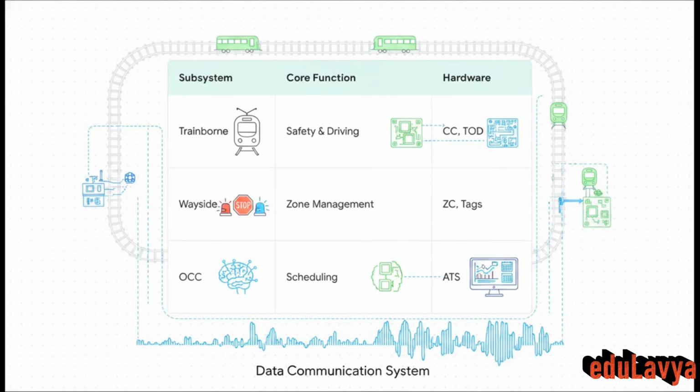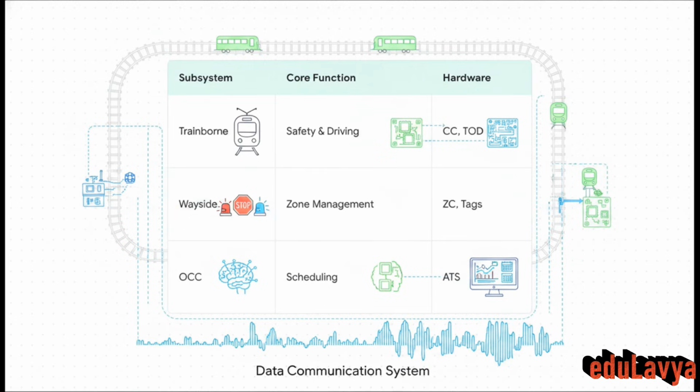Okay, let's tie this all together. Think about how these pillars align with each other. The Trainborne subsystem, that's basically the reflexes and the eyes of the operation, using the Carborne controller and antennas to handle driving and immediate safety. Then you've got the Wayside subsystem, acting like our local traffic cop, using zone controllers to manage specific chunks of track. And hovering above it all is the OCC, the global brain, using ATS workstations to handle the high-level scheduling and routing.